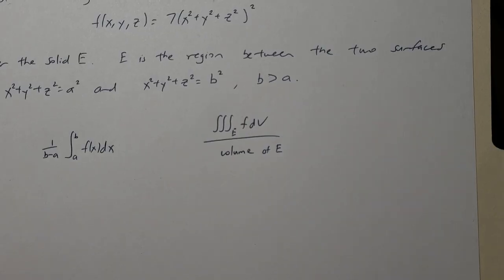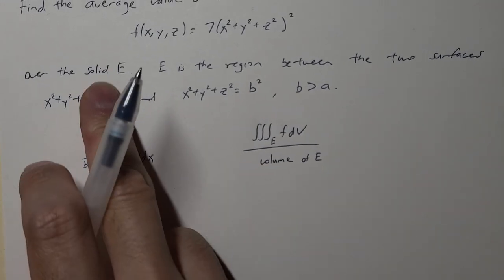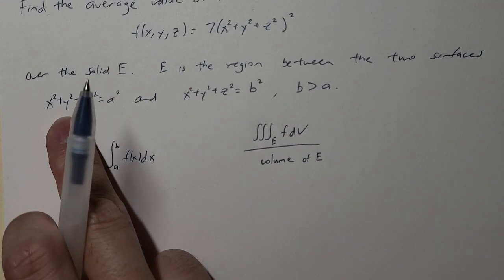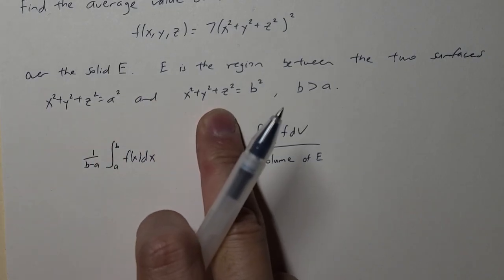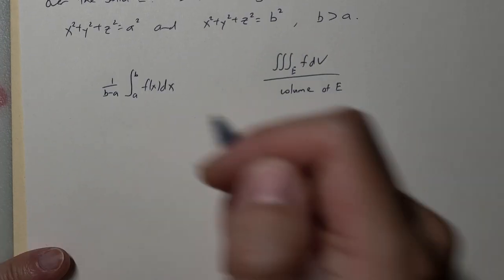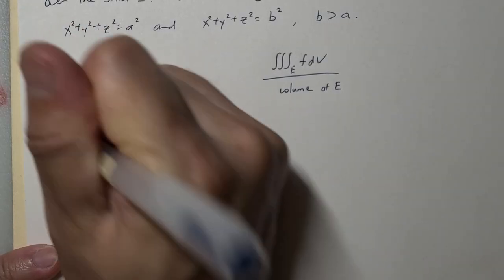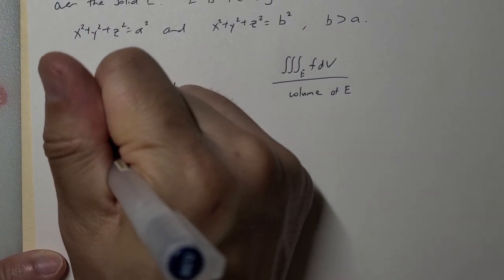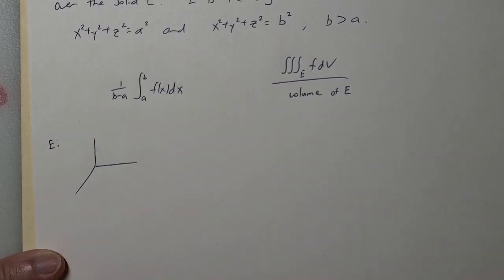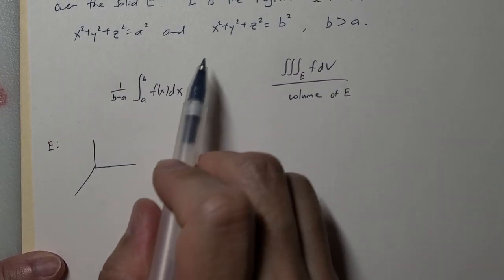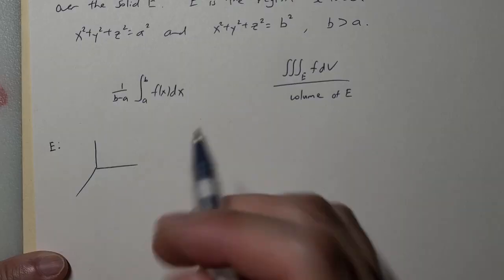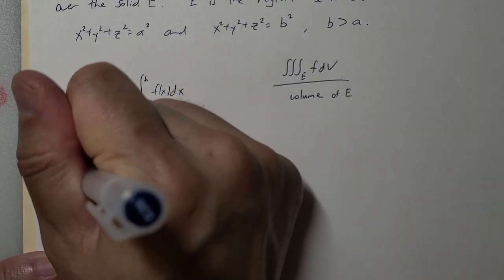Okay, so let's first find the volume of E. Let's figure out what E is. This is a sphere of radius a. This is another sphere of radius b. So let's do a quick sketch. Technically, the professor asked to sketch the region as well, so let's do it. B is greater than a, right? So let's draw two spheres.